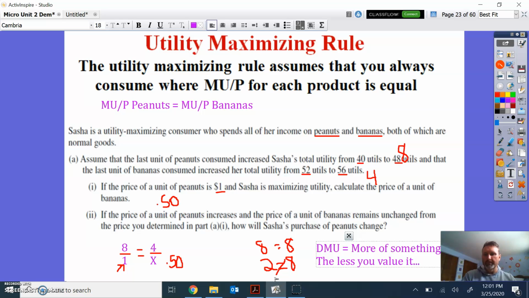We're going to do a problem like that tomorrow to make sure we're clear about how that goes. Big set of lessons coming up here. You have to be able to do the diminishing marginal utility rule of utility maximizing. A couple of simple problems tomorrow.